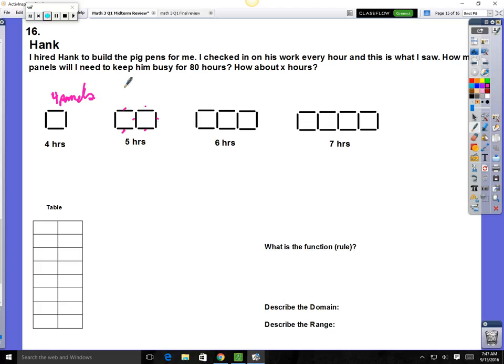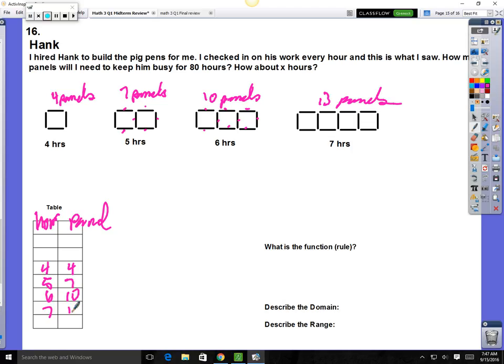1, 2, 3, 4, 5, 6. This is 7 panels. Did we decide the panels go up by 3? 1, 2, 3, 4, 5, 6, 7, 8, 9, 10. 10 panels. 13 panels. Okay, here we go. So this is hours. This is panels. So 4 hours takes him 4 panels. 5 hours, 7 panels. 6 hours, 10 panels. 7 hours, 13 panels. 8 hours, 16 panels.